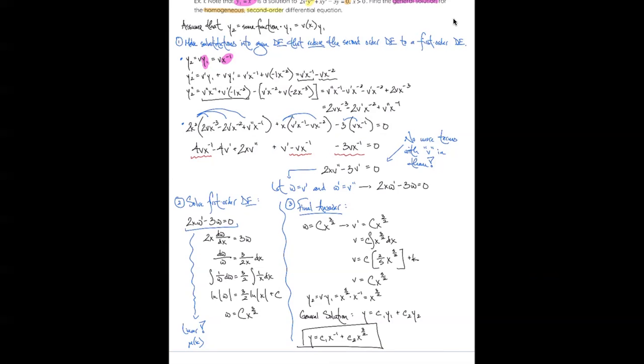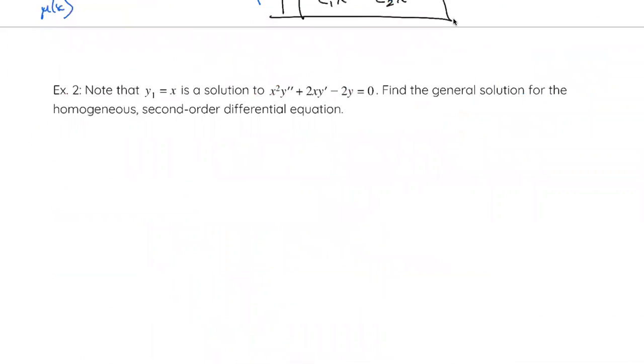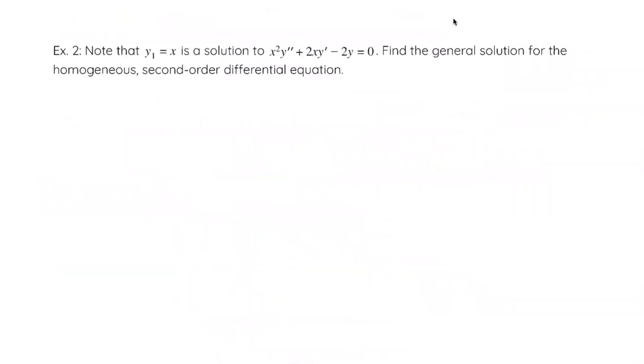All right. Well, questions later are absolutely fine. I think a lot of this actually requires some time to marinate. But let's take a look at example number 2. Okay. So example 2 says, note that y sub 1 equals x is a solution to this differential equation, and find the general solution for the homogeneous second order differential equation.